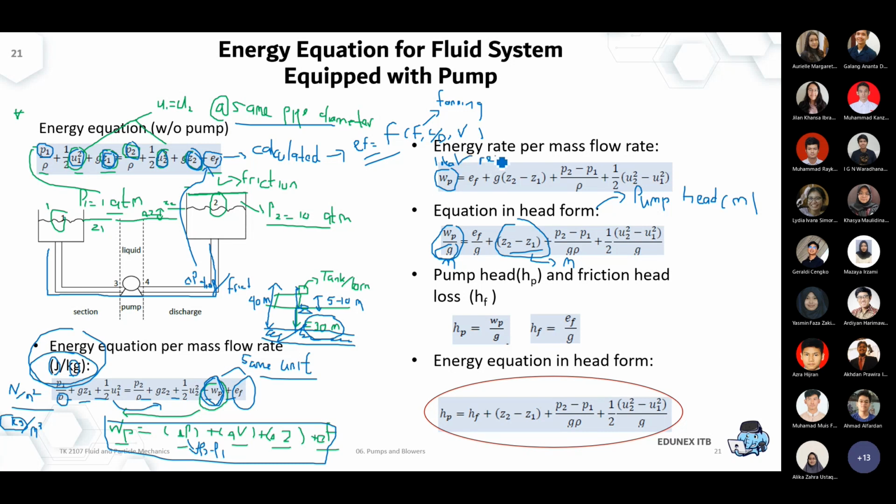The top equation and the second equation have the same purpose, to calculate the work of the pump. It's just expressed in different units. The top one is still in joule per kilogram. The second one is already in meter. So now I can calculate that the head of the pump itself is the work by the pump divided by the gravity. That's still straightforward.